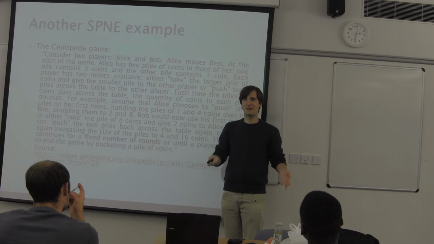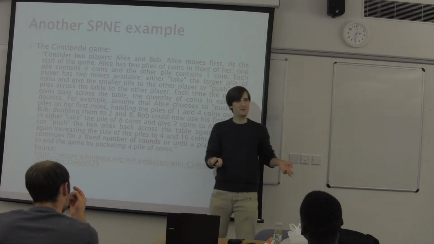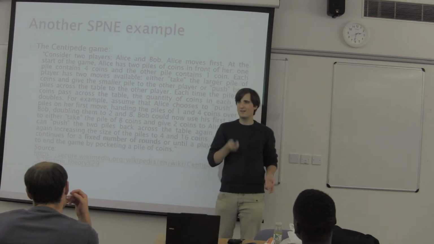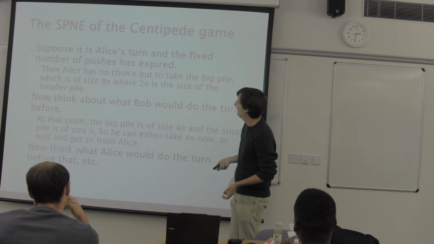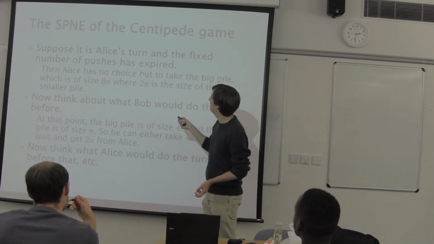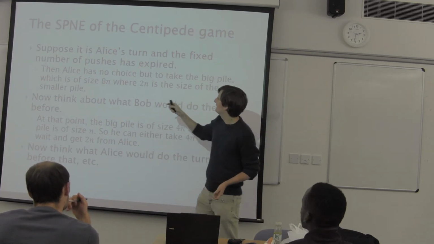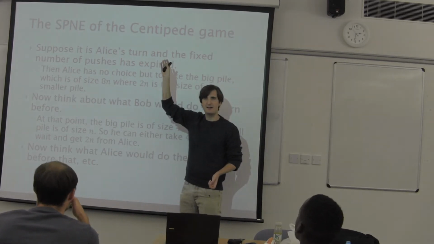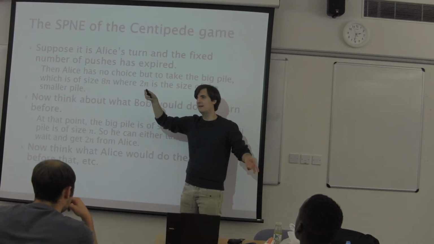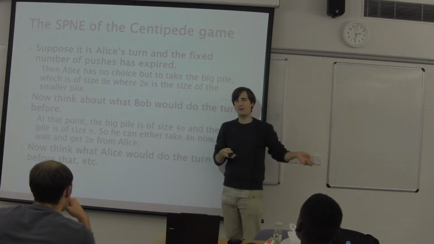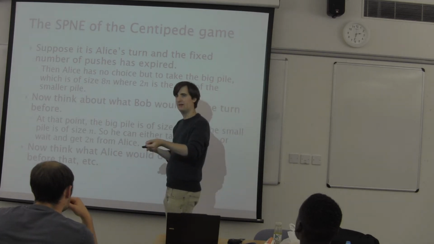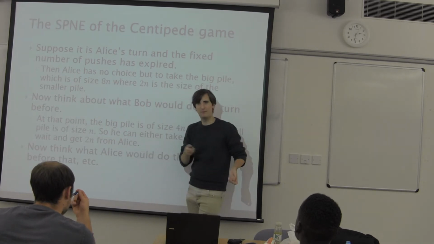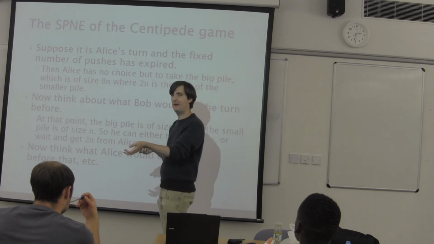But if you've been playing the subgame perfect Nash equilibria, what do you think would have happened? She would have taken the money. Yeah, so you just take the money in the very first period. The way to see that is that, suppose it's Alice's turn, and the fixed number of pushes has expired. Then Alice has no choice but to take the money. So given that's what Alice is going to do in the last period, in the period before, Bob knows that if he pushes the money across, he's going to end up worse off than if he just took it. So Bob should take it in the period before.